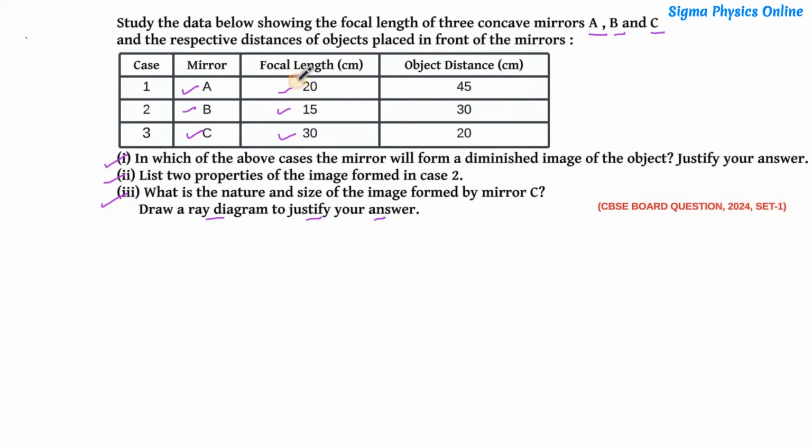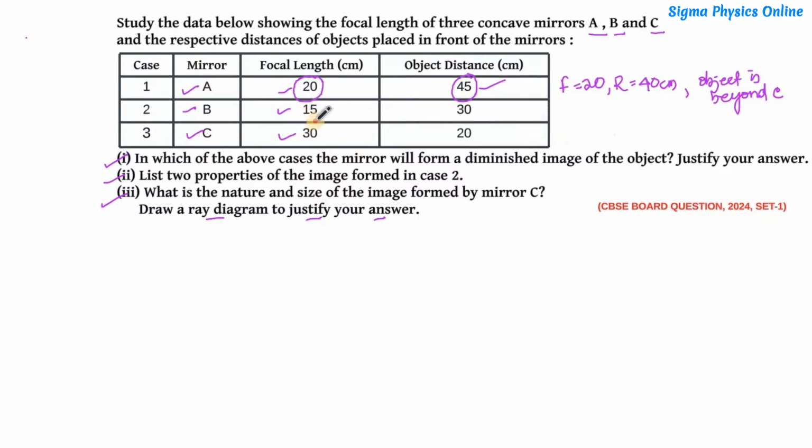In the first case, the focal length of the mirror is given as 20 centimeter and the object is placed at a distance of 45 centimeter. That means if the focal length is 20 centimeter, then the radius of curvature will be 40 centimeter. Now in this case, the object is placed at a distance of 45 centimeter. That means the object is placed beyond C, right? Object is placed beyond C.